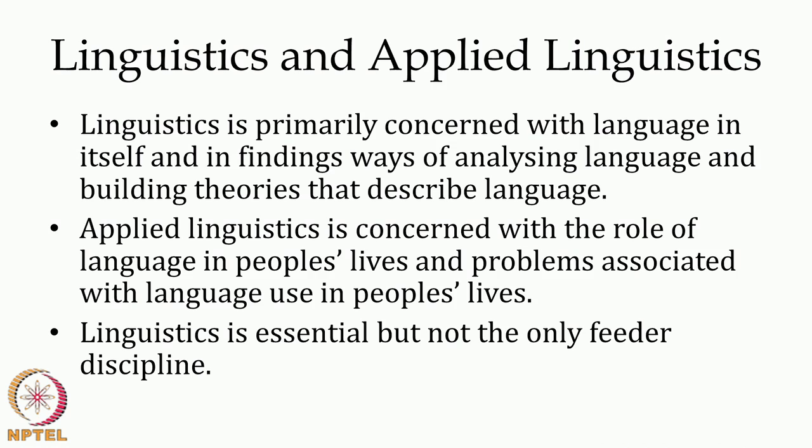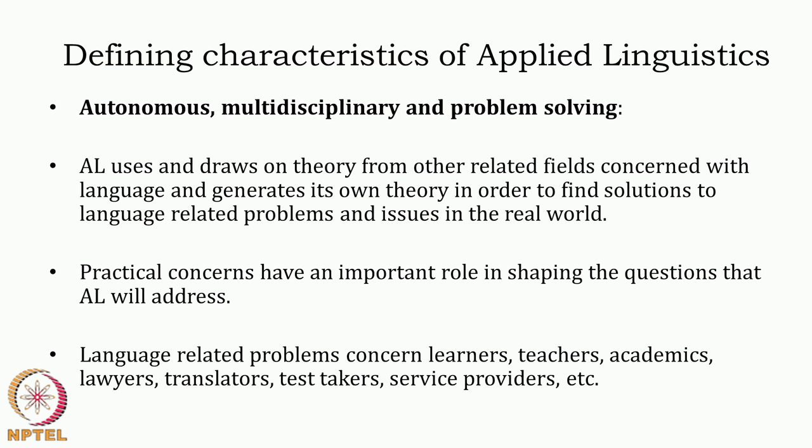So, you look at any possible definition of applied linguistics which is available to you. That definition is going to come in two parts, that is what we know about language and what we do with language, and how these two things are put together is what we mean by applied linguistics. The defining characteristics of applied linguistics in some sense is also autonomous, at the same time multidisciplinary, but what is crucial is problem solving.